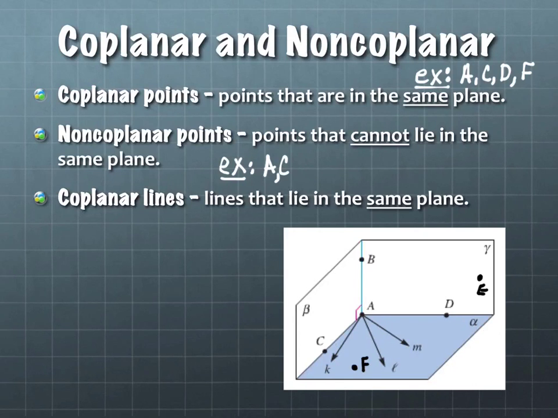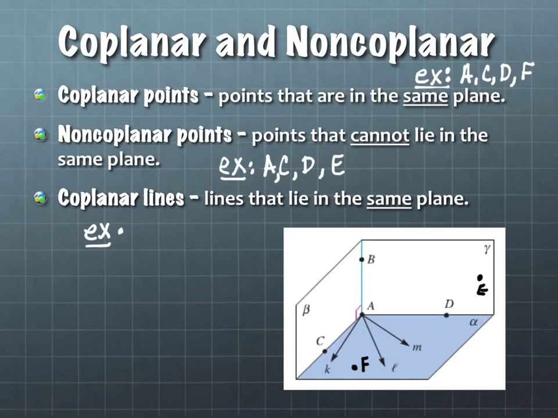A, C, D, and E. So A, C, and D all lie in the blue plane on the bottom, but E does not. So those 4, when taken all together and considered, are non-coplanar points. Okay. And then coplanar lines. Can you give me 2 lines that are in the same plane?